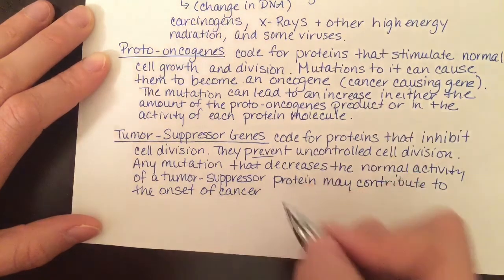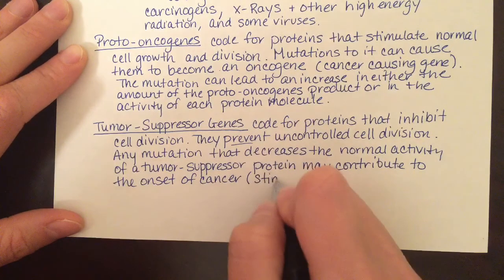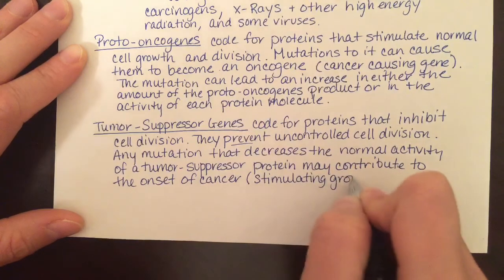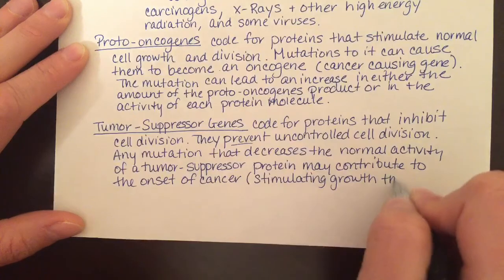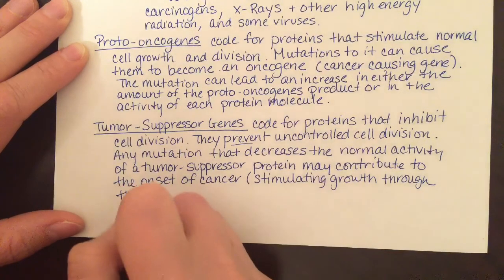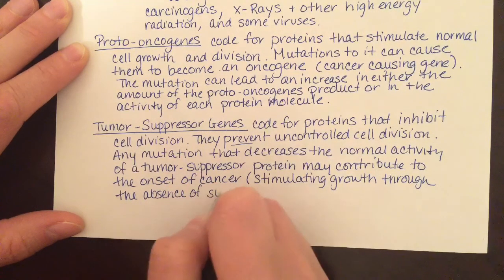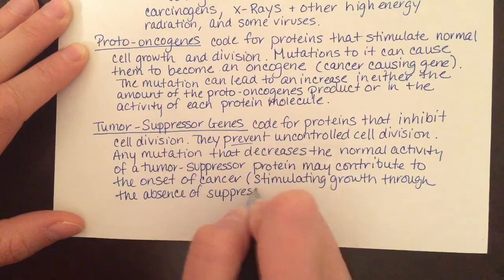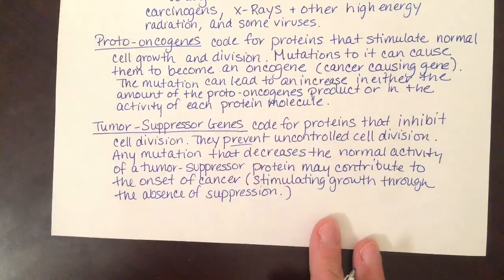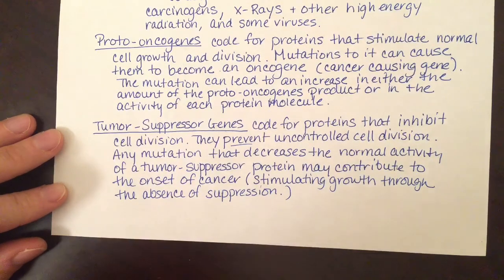And how that basically works, I'm going to put in parentheses, is that the mutation would be stimulating growth of the cell through the absence of suppression. So it's not suppressed, and so it can divide. The absence of suppression. And that is mitosis in Chapter 12.